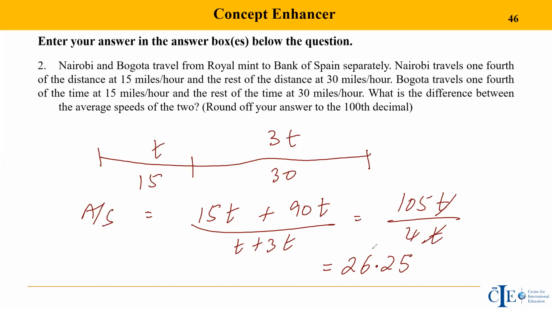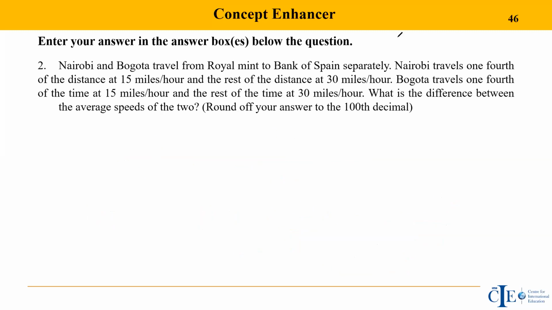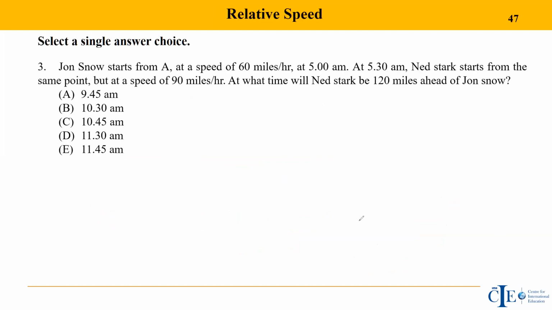So that's 26.25. So we saw that we got the first one as 24 and the second as 26.25, right? And hence the difference is 2.25. So Bogota's average speed is 2.25 more than that. Okay, perfect. That makes sense. Done. Now let's go to the next one. It's a concept of relative speed. Just use it properly. Check this one.